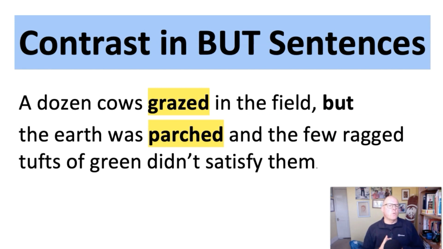The easiest way to develop contrast in your writing is to use the word but. You describe something first and then follow it on with a but and a further description.